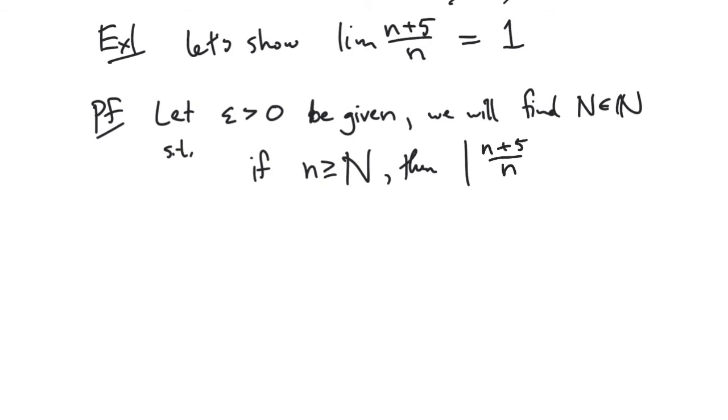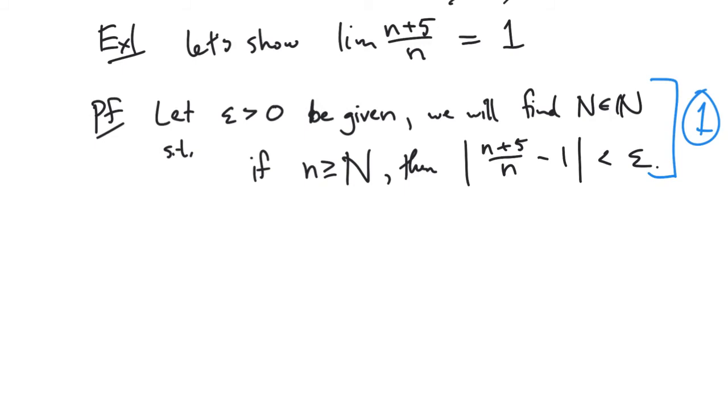N plus 5 over n, minus 1. What goes here is the value that it converges to. So in this case, it's 1, less than epsilon. All right. I'm going to try and talk about the structure. This I'm going to call step 1 of the structure. And when you're trying to do this on your own, this part is always easy.